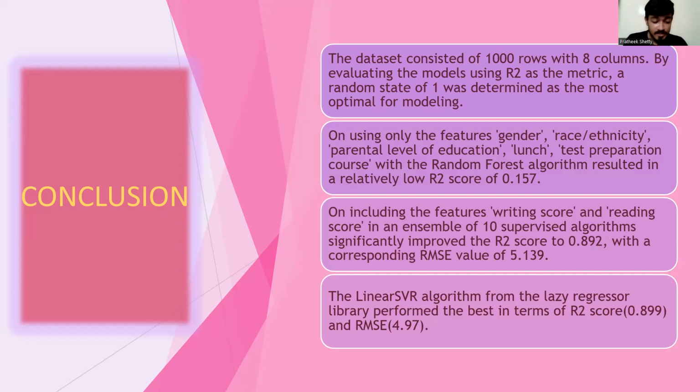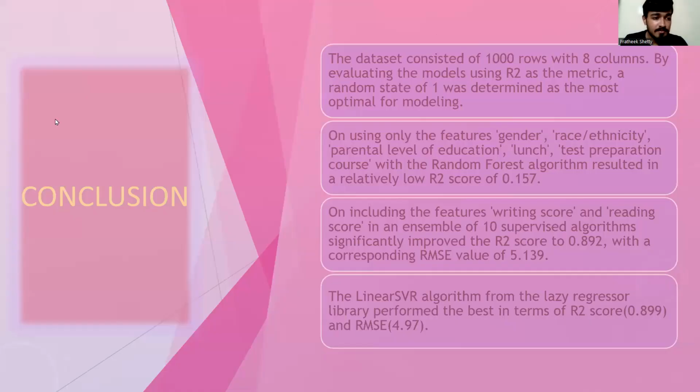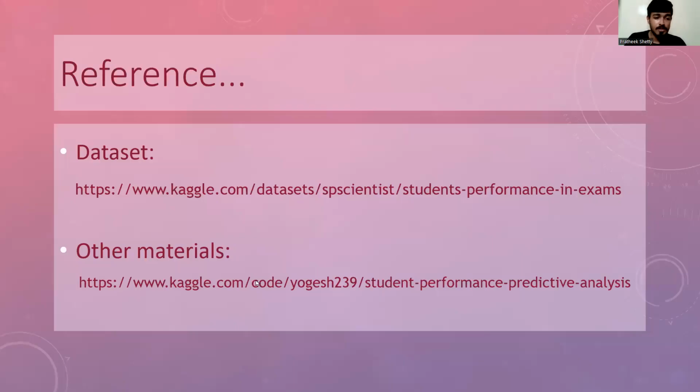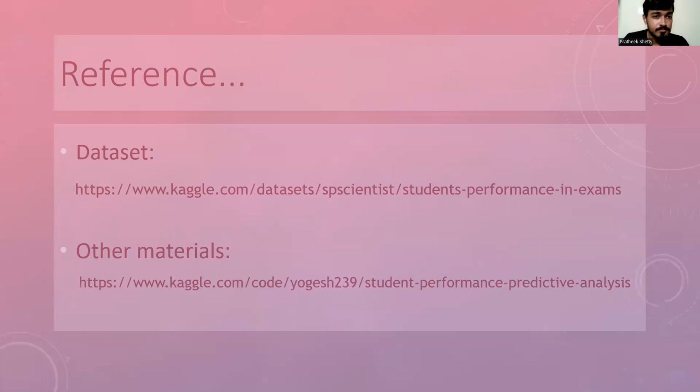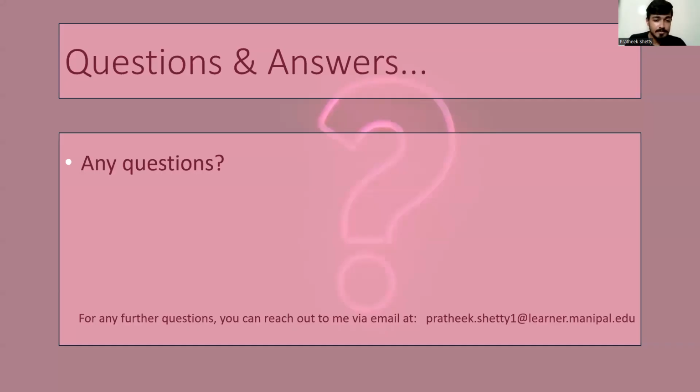And like I said, the lazy regressor gave that the best algorithm was linear SVR with the best R2 score of 0.899 and RMSE value of 4.97. This data set was taken from Kaggle, and I used this page for other references. If there are any questions, I'm ready to answer.